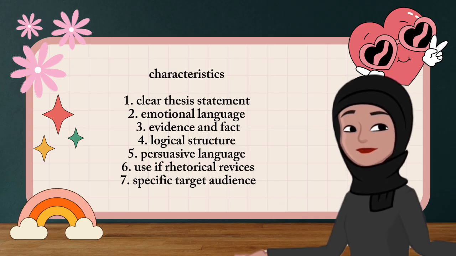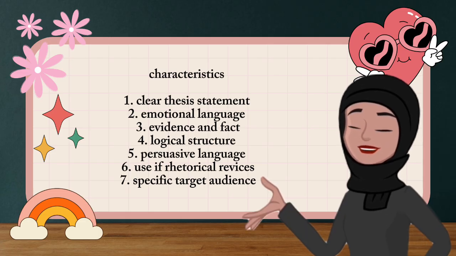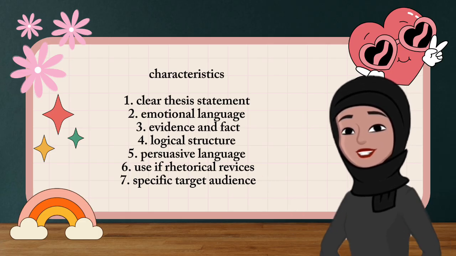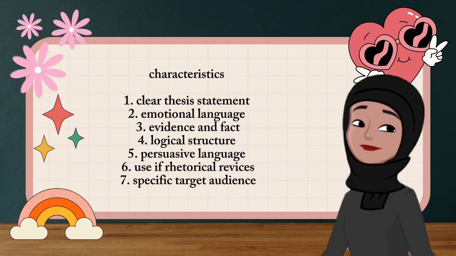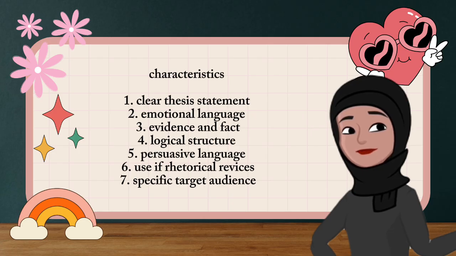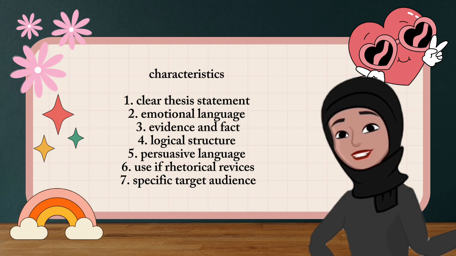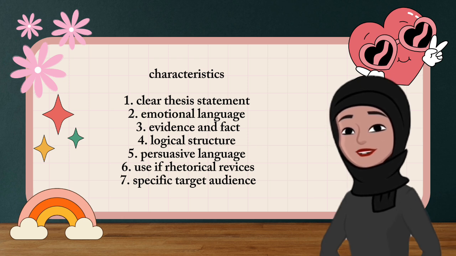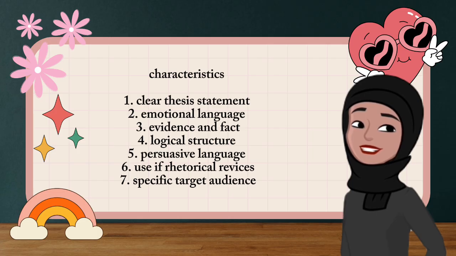Emotional language. Persuasive texts often use words that evoke emotions in the reader, such as words that express fear, sadness, happiness, or pride. The goal is to influence the reader's feelings and increase engagement. Evidence and facts. While using emotion, good persuasive texts also support their arguments with valid evidence and facts. This makes the argument more credible and convincing.